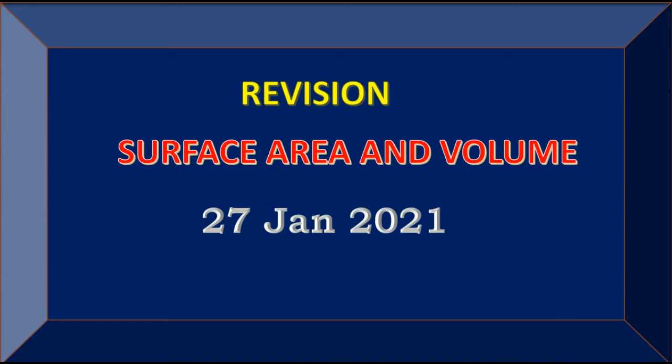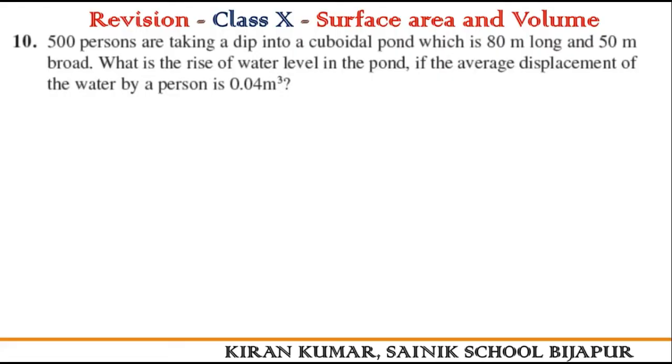Question number 10. 500 persons are taking a dip into a cuboidal pond which is 80 meter long, 50 meter broad. What is the rise of water level in the pond if the average displacement of the water by a person is 0.04 meter cube? Here we are not known about the height of the water.